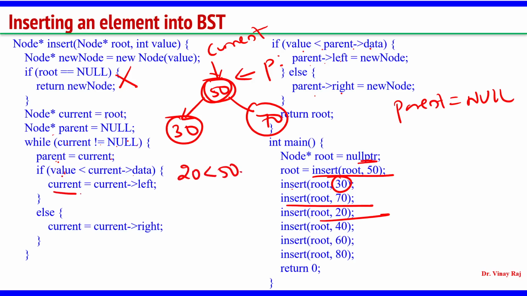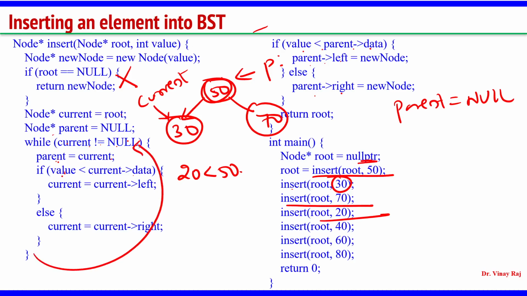In this case current equal to current left, so I come back here. So this becomes my current now, 30 becomes my current. How long should I do this? I should repeat this until the current not equal to null. So it will stop here because it does not have any left and right, both left and right are null.